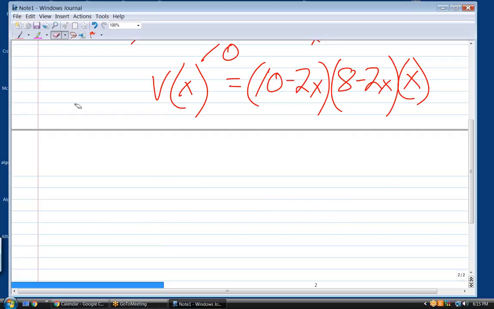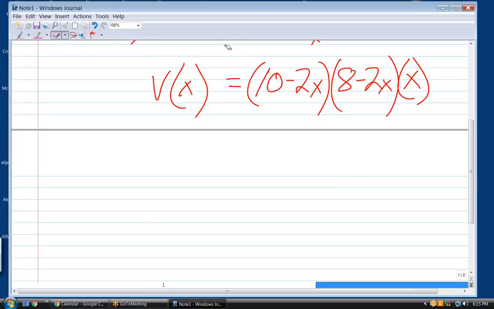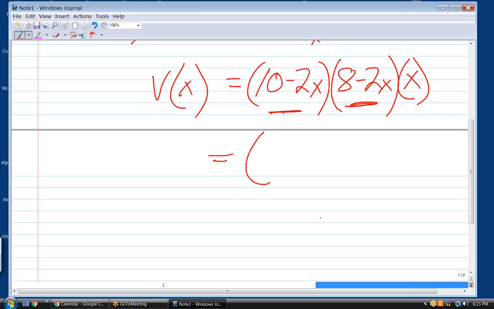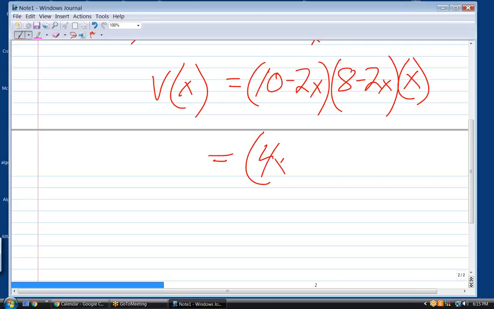Well, first step, let's multiply that out before we can take the first derivative of it. The easiest way to do this is to multiply that by that, and then take your answer and multiply it by x. So 4x squared minus 36x plus 80.